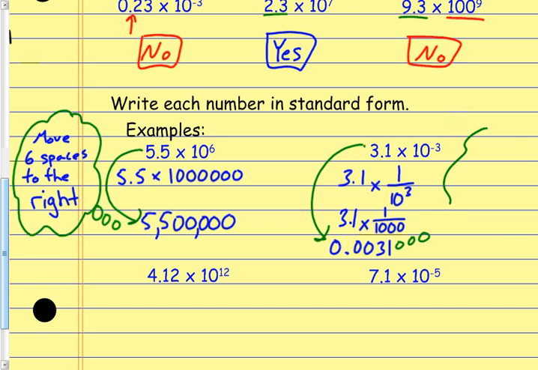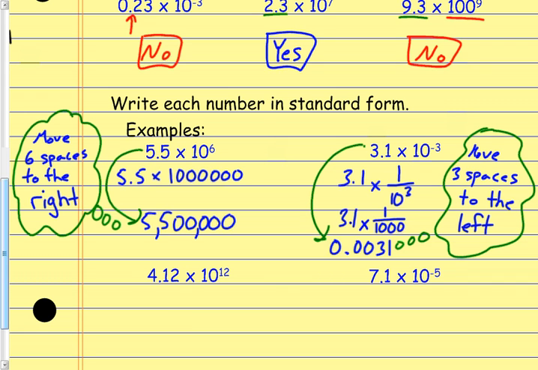And since I have a negative exponent, I'm going to move that decimal point 3 spaces to the left. Okay? So again, if we remember our rules of exponents, we can easily figure out which way we're supposed to move this thing. But the general rule here is that a positive exponent, I move to the right that many spaces, and a negative exponent, I move to the left that many spaces.